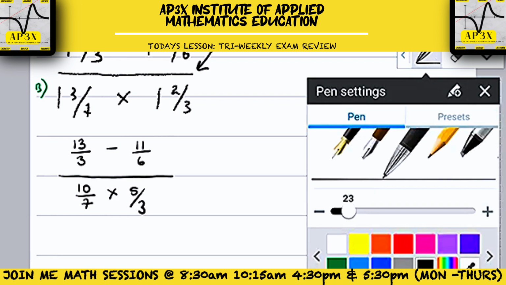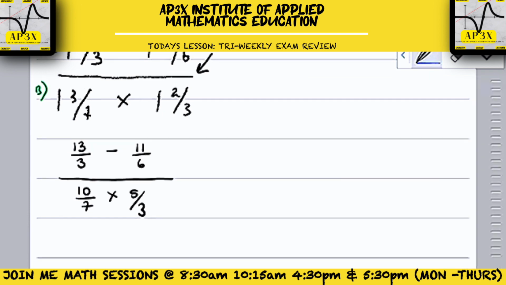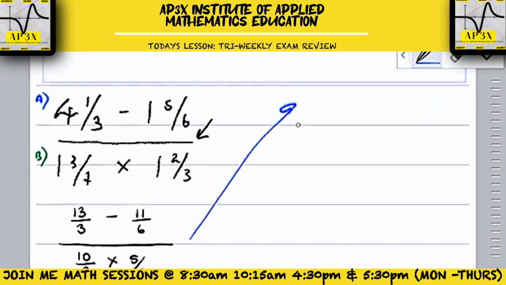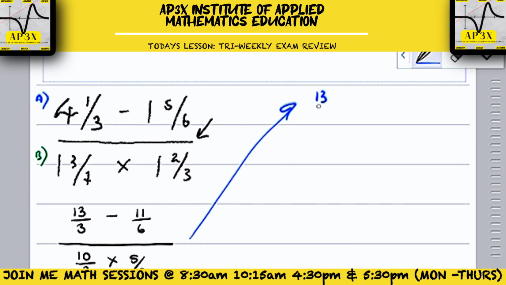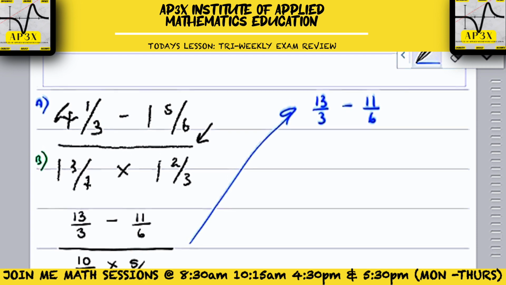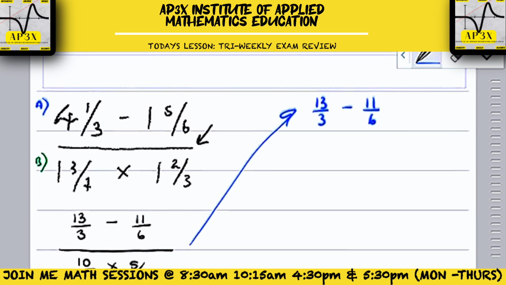Now that we have everything converted to an improper fraction, the next thing that you want to do here is in fact take your question in parts and transfer it up here. So what we have then is in fact 13 over 3, take away 11 over 6. And this calls upon you remembering that when you're adding and subtracting fractions, you have to find what is known as the lowest common multiple.